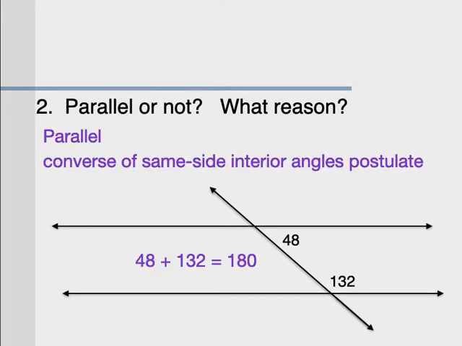This one's a bit trickier. If you said parallel because of the converse of same side interior angles postulate, well done. If you look at these angles, at first a lot of people want to say not parallel because they don't match. But look at what sort of angle pair they are. They're same side interior angles. They're the only pair that aren't supposed to match. They just need to add up to 180 instead. They do add up to 180, so you could say yes, your lines are parallel because of that converse.